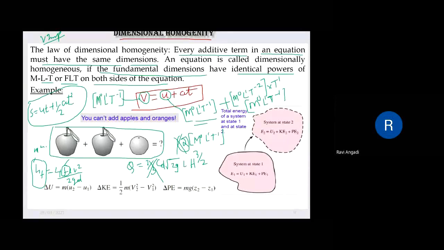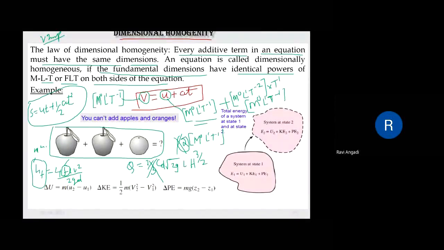Okay, so this is how we can utilize dimensional homogeneity in checking the equations of any phenomenon. I hope you understood the concept here, all of you. Dimensional homogeneity. Please note it down. This is a very important examination point of view.